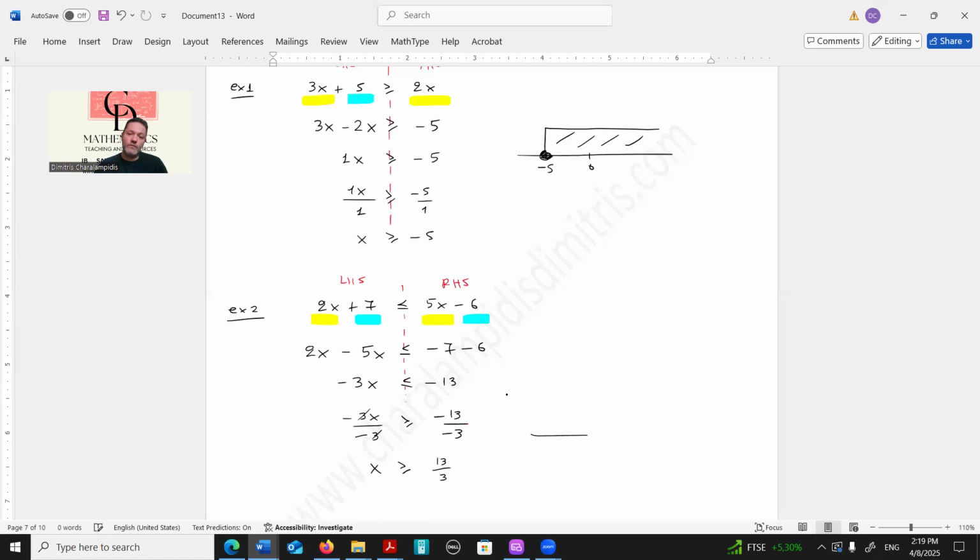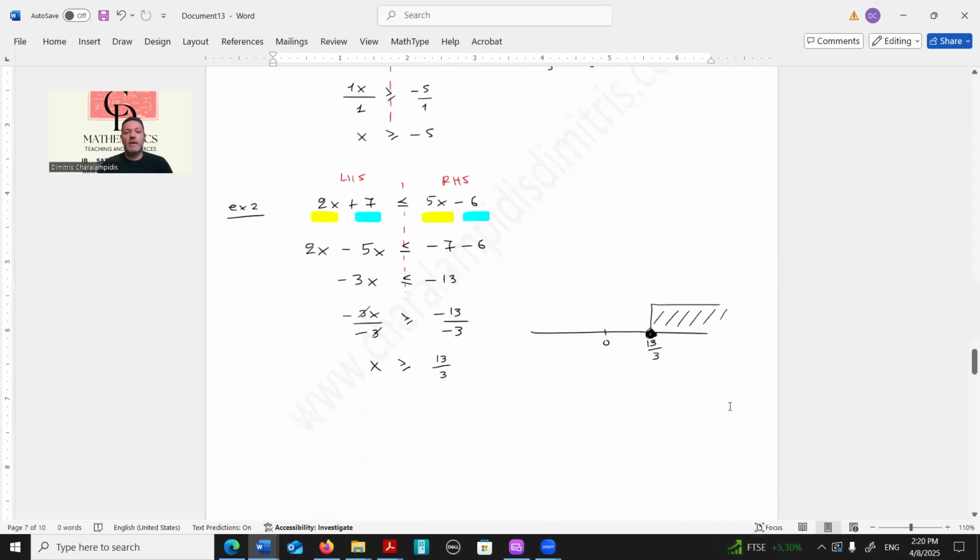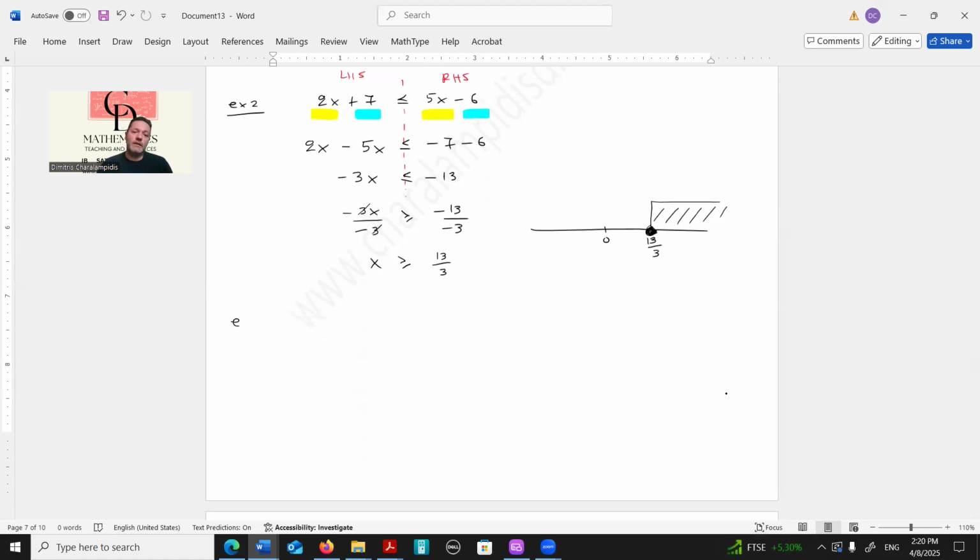13/3. And of course, don't forget the number line, 0 somewhere in the middle. 13/3 is a positive number, so we don't need to keep an exact scale. 13/3 should be somewhere there. Greater or equal than that means that it extends to the right. It includes the equal, so I should totally color it. And let's do one final example. -3x minus 9 smaller than 10x plus 100.